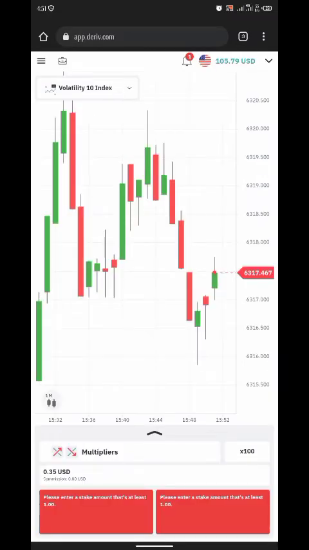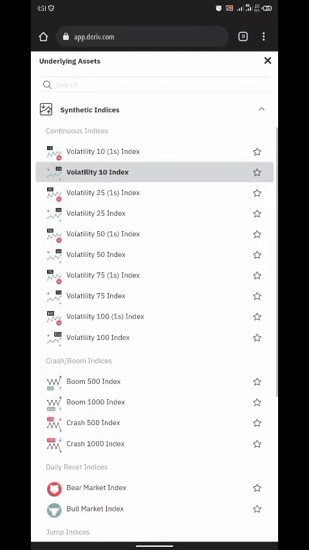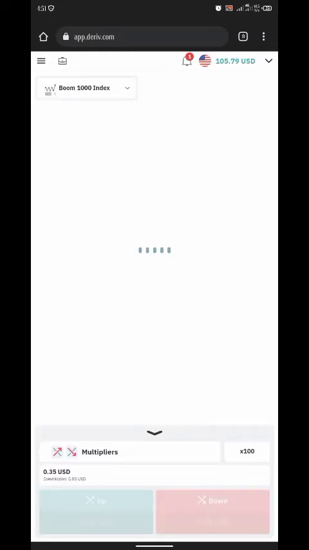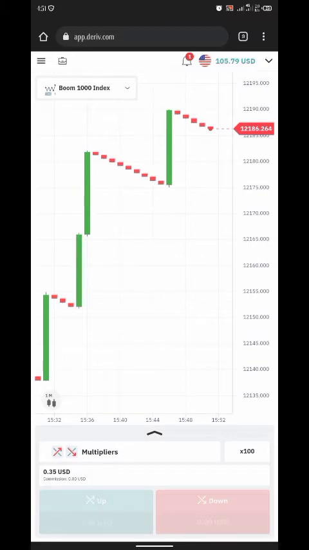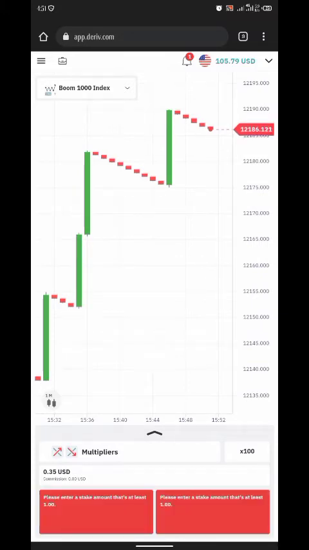So in this case, I'm going to be using any of these crash or boom index. I'll use boom 100. Now the thing about boom 100 is that the market moves slowly in a direction, then after a while there's a spike. There's a trend and there's a spike. If you look at this chart, you can see this green, it happened at once.